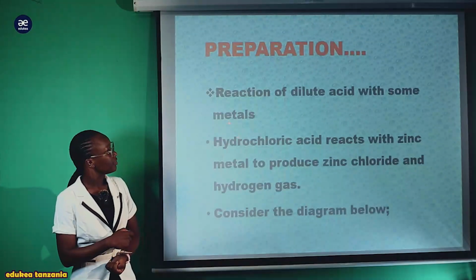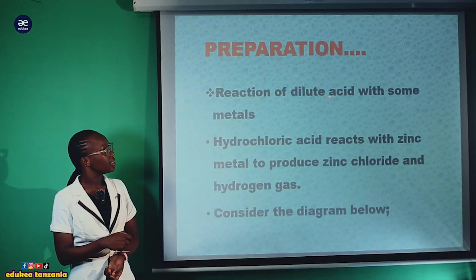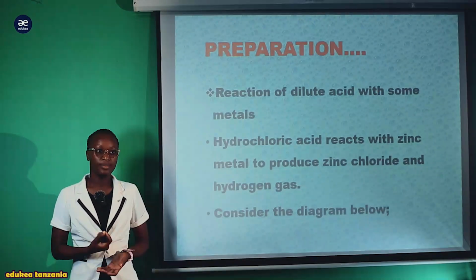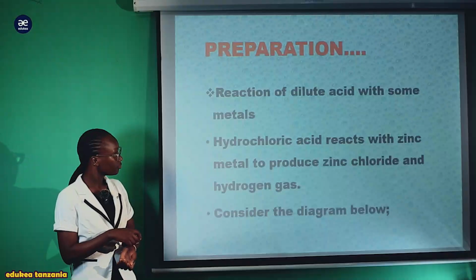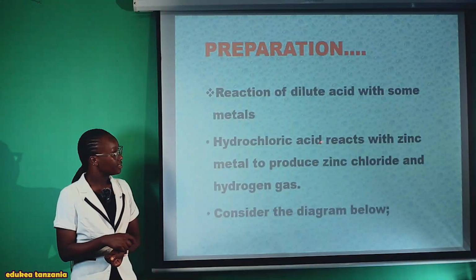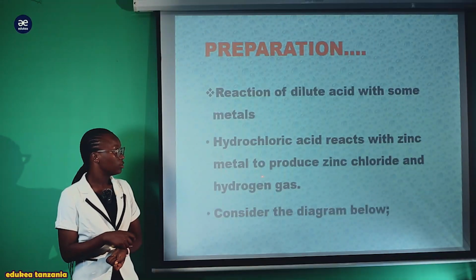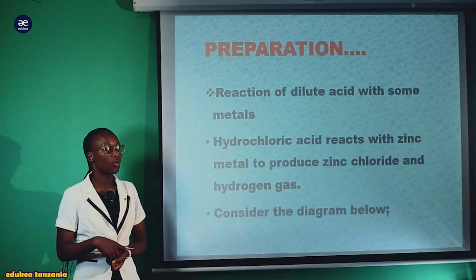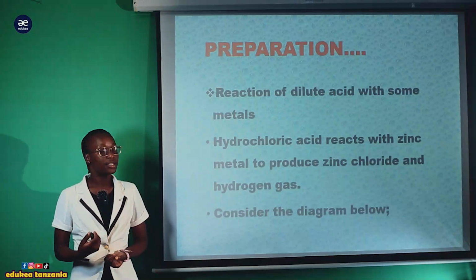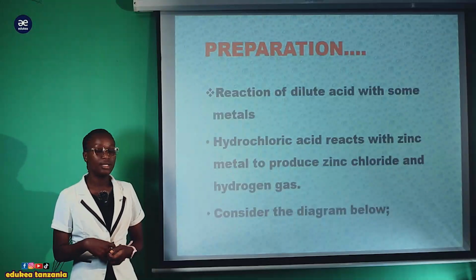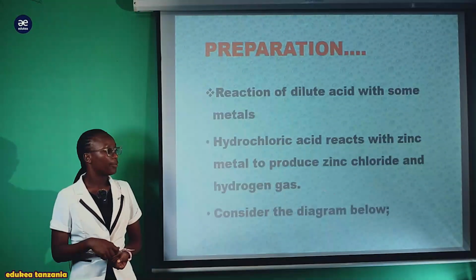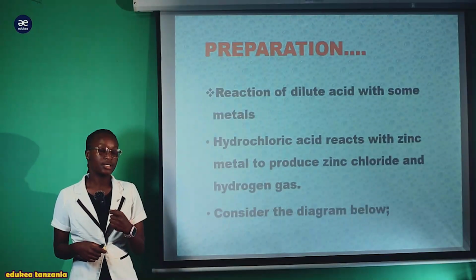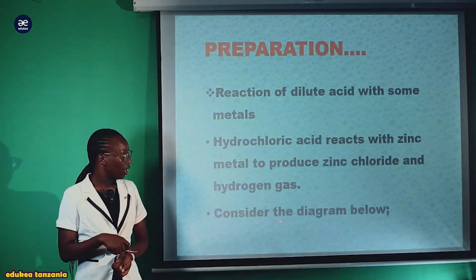Let us see the reaction of dilute acid with some metals. How can we prepare hydrogen gas through this method in the laboratory? Hydrochloric acid reacts with zinc metal to produce zinc chloride and hydrogen gas. HCl reacts with the zinc granules, which are a metal, and produces zinc chloride and hydrogen gas. Consider the diagram.